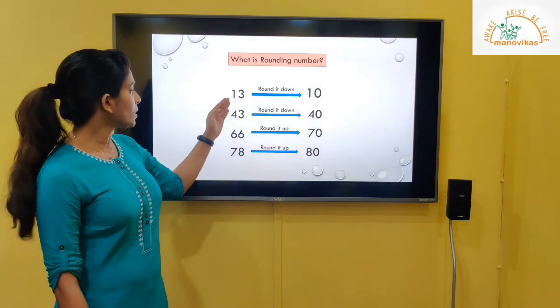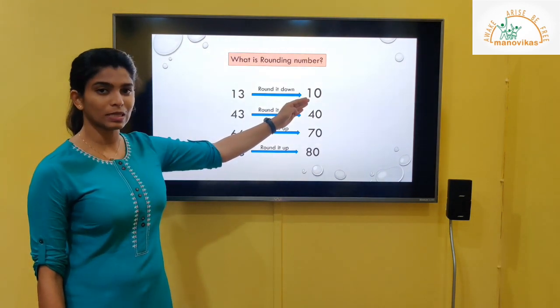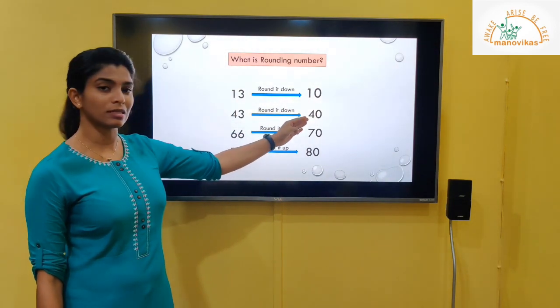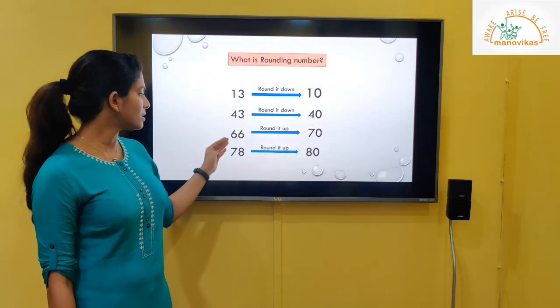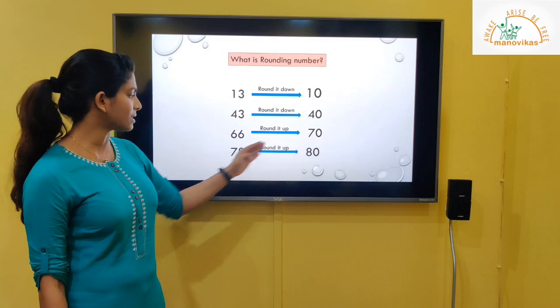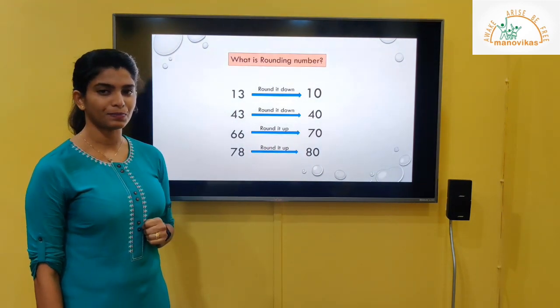Here are a few examples. The numbers on my right side are either rounded down or rounded up to their nearest 10. Now 13 is rounded down to its nearest 10, that is 10. 43 is rounded down to its nearest 10, 40. 66 is rounded up to 70. 78 is rounded up to 80.